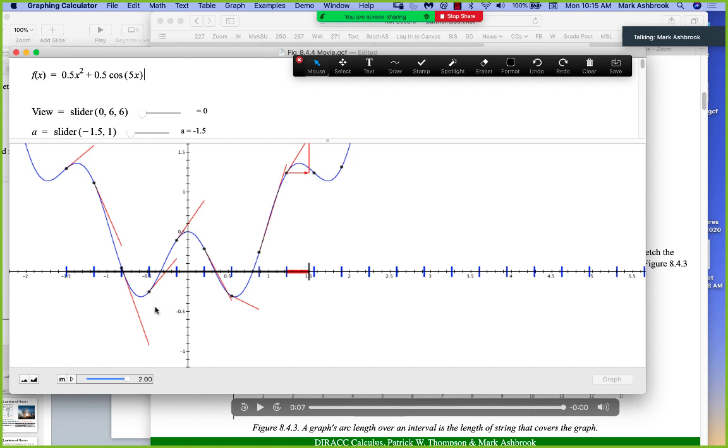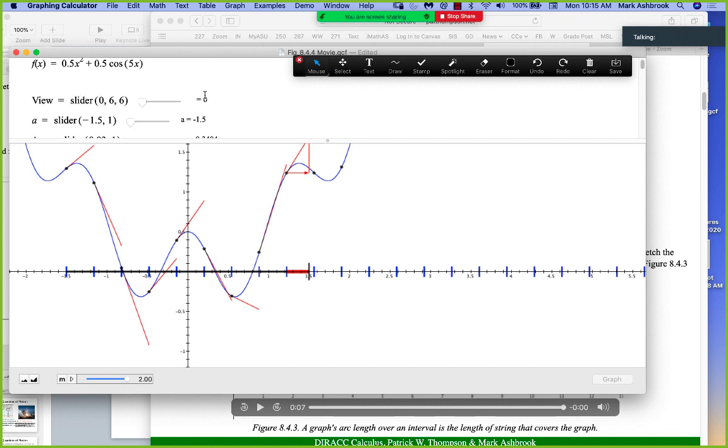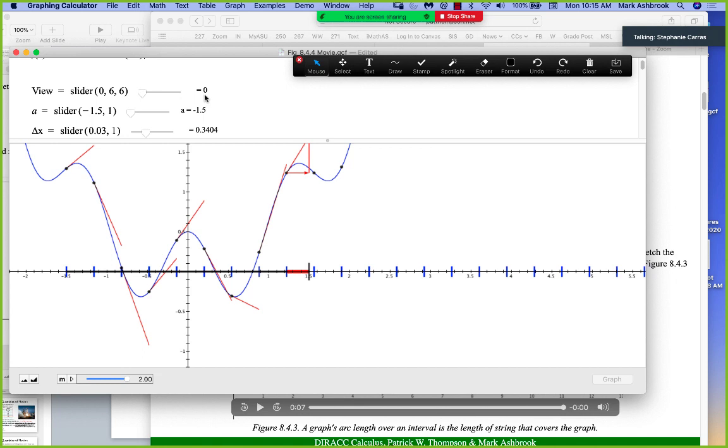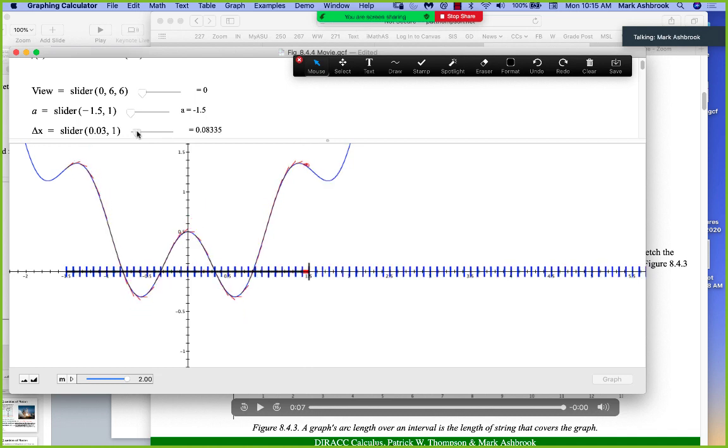So how are these red segments going to become a good approximation for the length of the blue curve? How's that going to happen? Make the delta x interval smaller. So what did I get? 0.3404. Look, if I make them smaller, you can't see them anymore. Now the length of these red segments is doing a much better job of mimicking the length of that blue curve, and the smaller I make the intervals, the better and better it does.